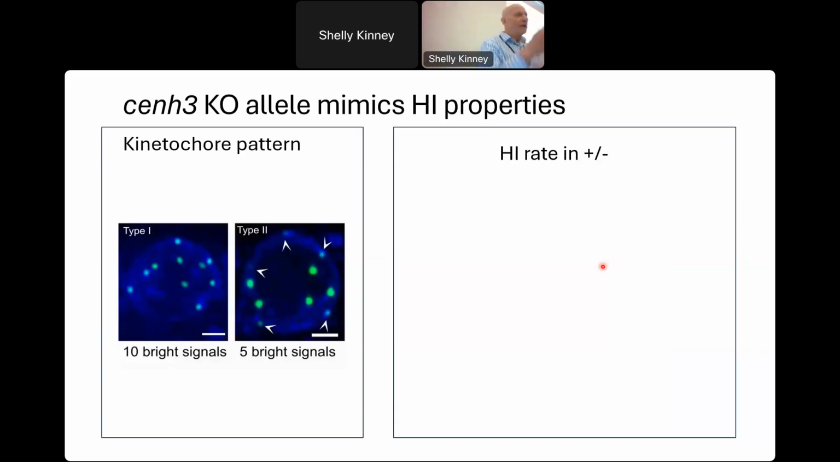Mohan showed that, in fact, in the heterozygote of Arabidopsis, half of the pollen, for example, or half of the egg have the haploid induction property. And this shows, for example, that half of the pollen generated embryos in a cross that have the wild type centromeres, and the other half has the pattern of the haploid induction cross.